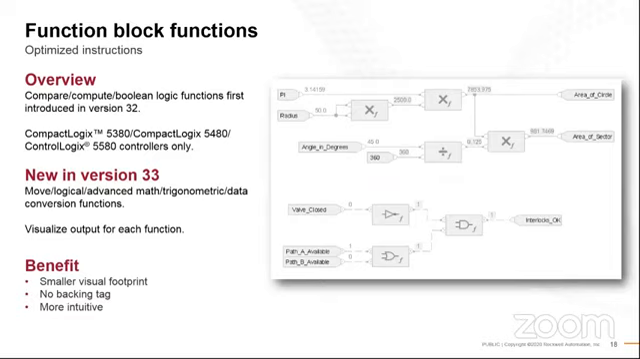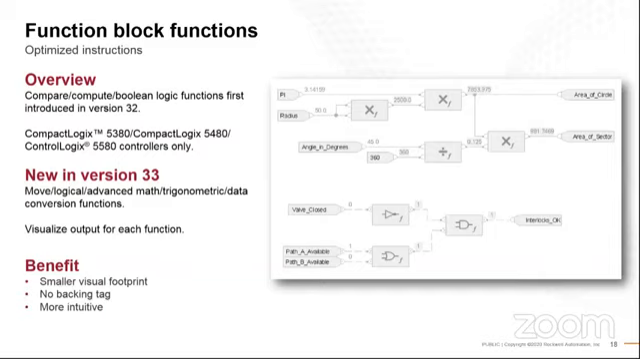Secondly, when looking at the function block functions, function block came out in version 32 of Studio 5000. And in version 32, it was partially a full set, but now through version 33, the functionality of function block is fully enabled. So you would see things such as move logicals, advanced math, trigonometric data conversion function sets, and many other things from a visual output perspective that wasn't previously shown in the former.